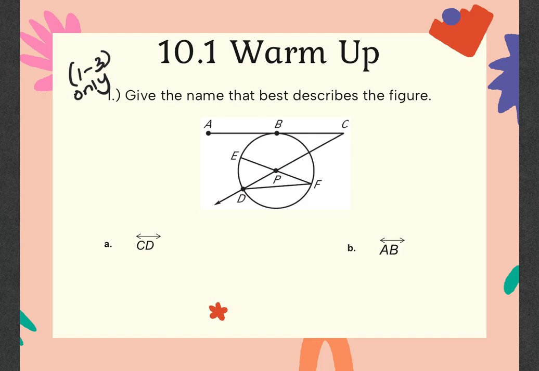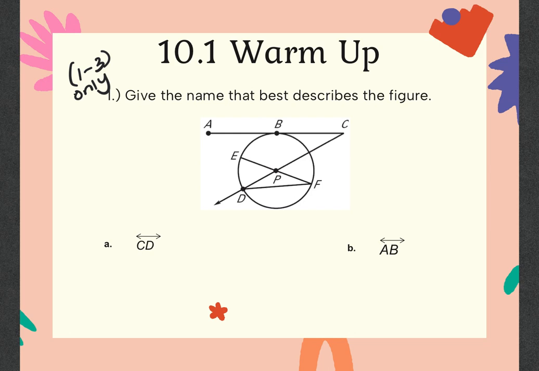All right, so yesterday we talked about a bunch of vocab for circles, and then we talked about the two theorems. The first says that a tangent line is perpendicular to the radius, and vice versa. And then the third one, the ice cream one, says that if there are two tangents from the same point outside the circle, they're congruent. So number one says to give the name that best describes the figure.